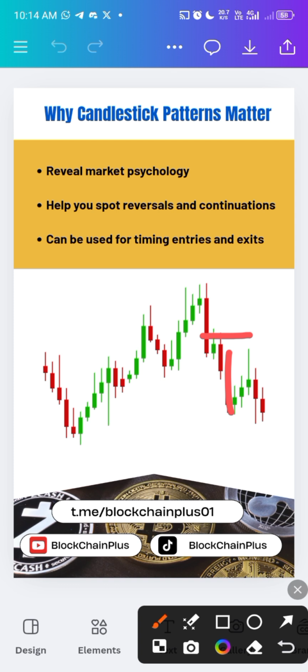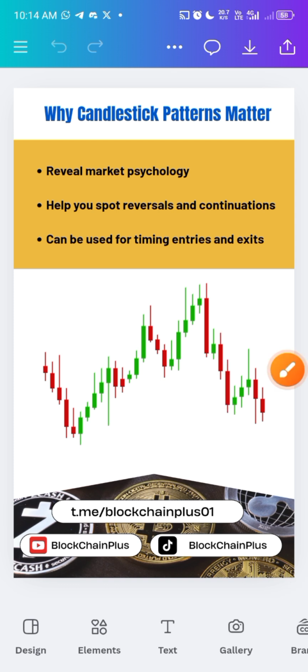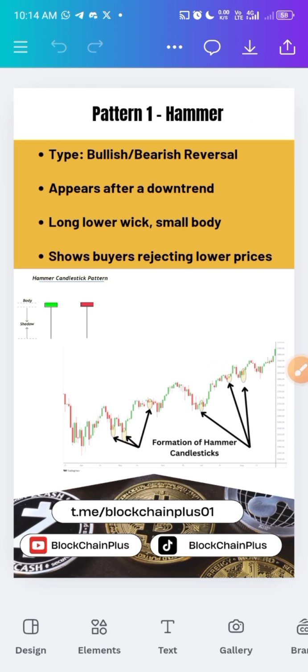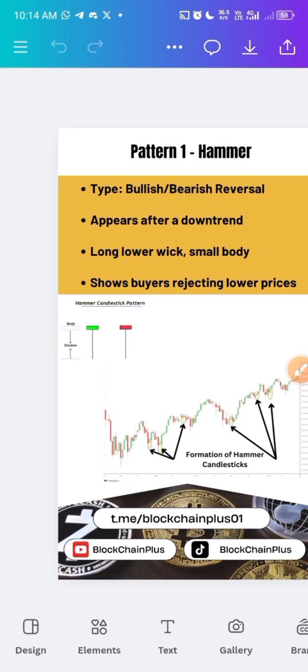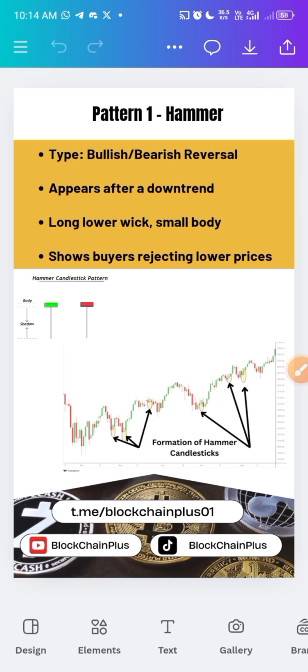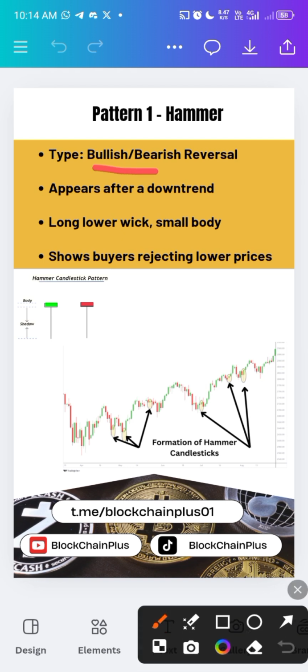Now we are going to look at all of this together when we begin to look at our candlestick patterns. Now let's jump into the candlestick patterns and see pattern number one. So the pattern number one, we are looking at the hammer. Before we look at the hammer, let's look at what the hammer actually does in the market. It has bullish and bearish types of hammer, so bullish and bearish reversals. You can use them to signify reversal in the market.